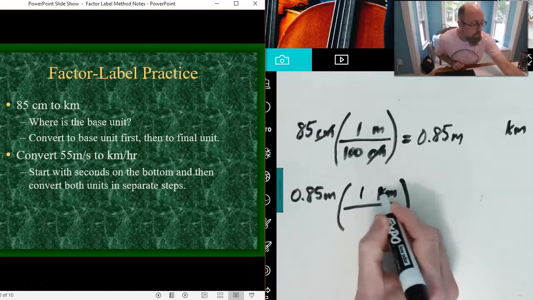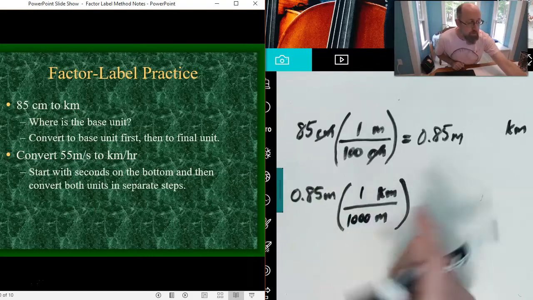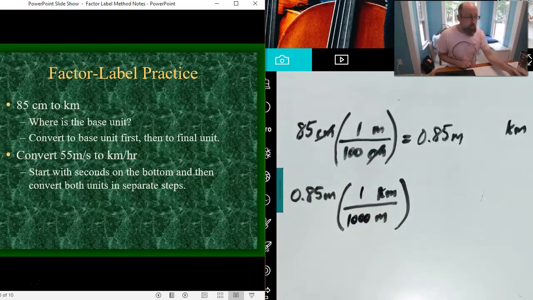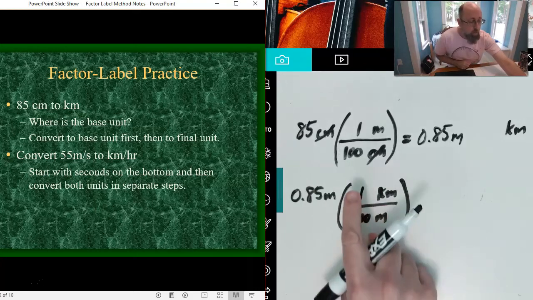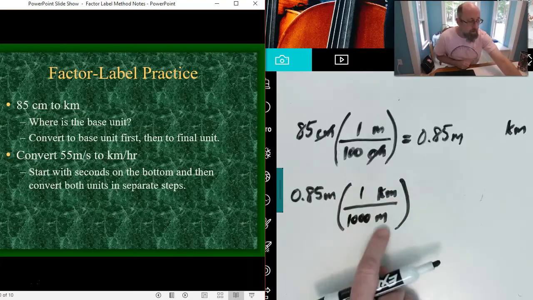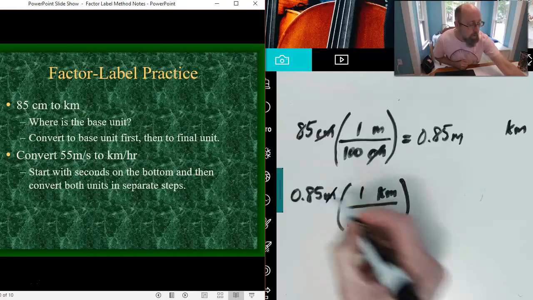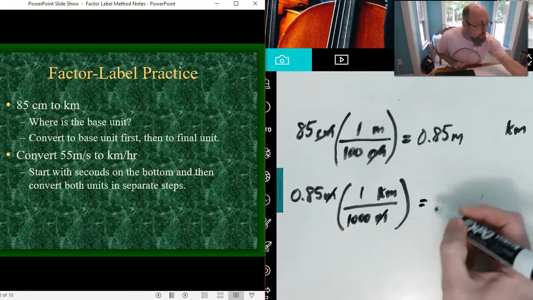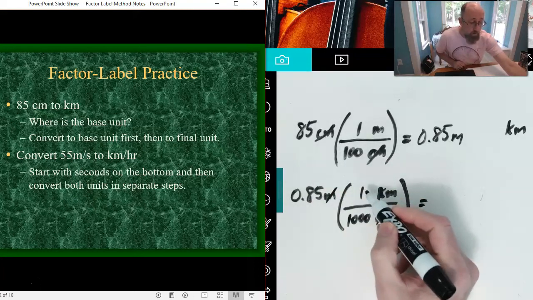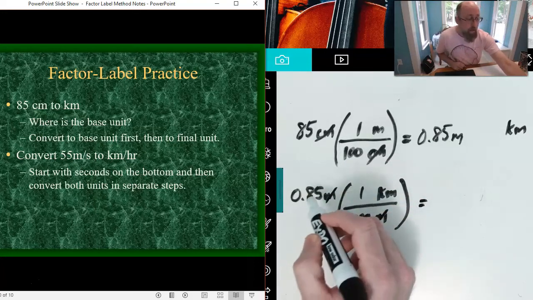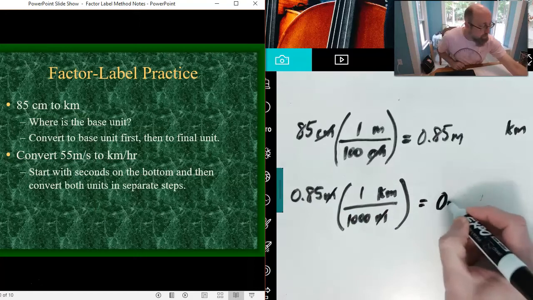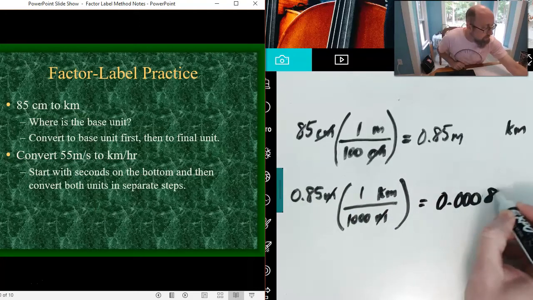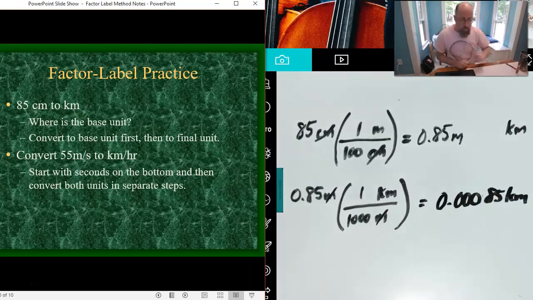All right, so 1 kilometer means 1,000 meters. That's what kilo means, 1,000. And so the top and bottom are the same. 1 kilometer and 1,000 meters mean the same thing. And again, meters is going to cancel out. And therefore, 0.85 times 1, which we don't have to do, and then that answer divided by 1,000, I'm going to get 0.00085. Okay? And so that's an example of 2 conversions.